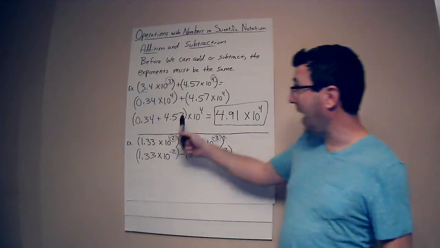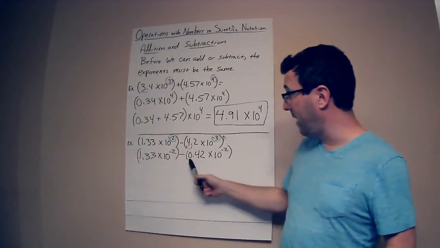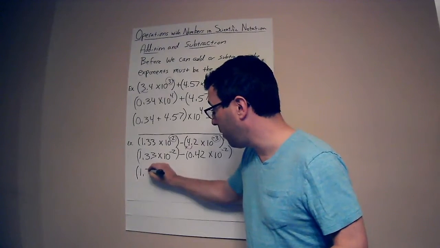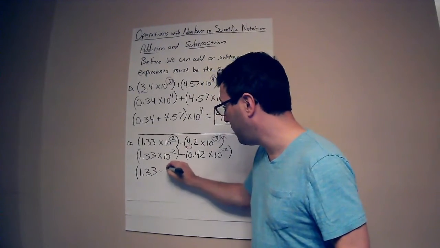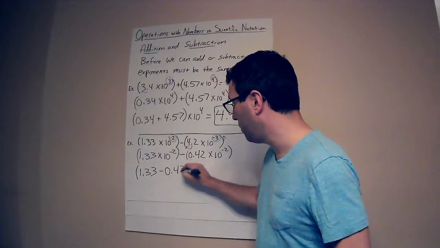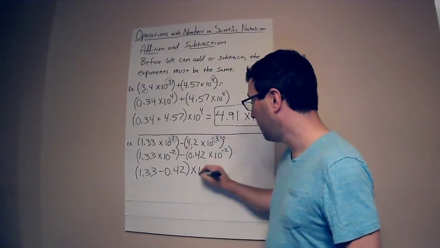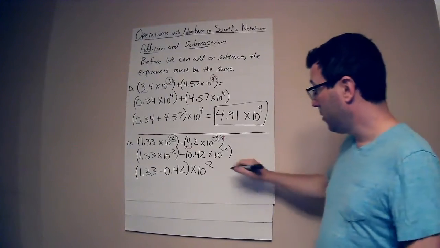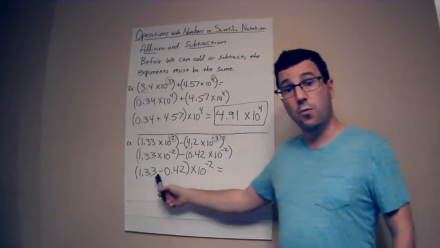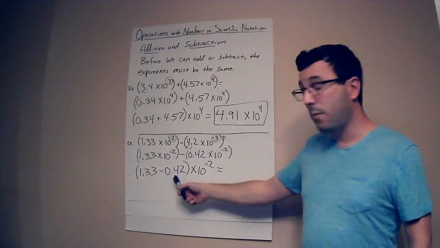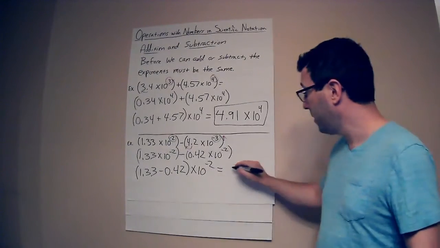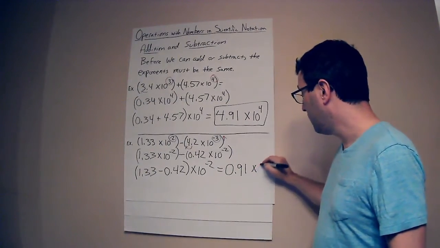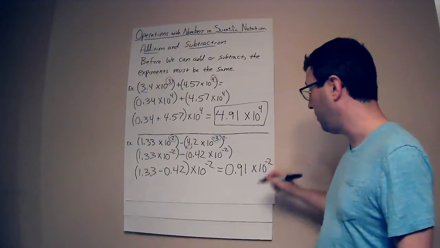And then just like I added up here, I'm going to take my leading factors and I'm going to subtract them. So 1.33 minus 0.42. Keep the power of 10, times 10 to the negative 2. So now when I do 1.33 minus 0.42, I'm going to get 0.91 times 10 to the negative 2.